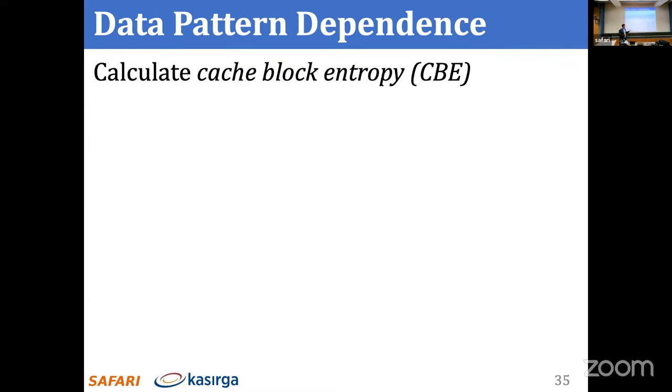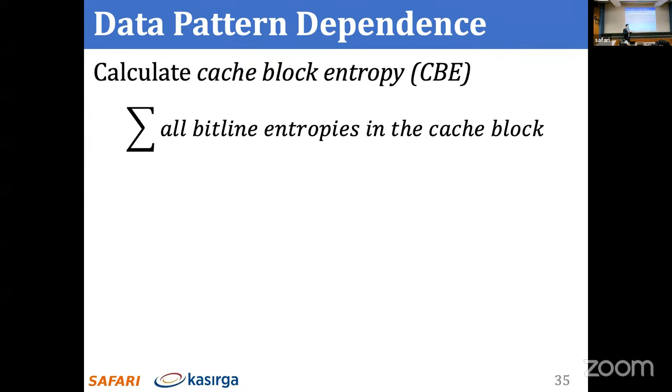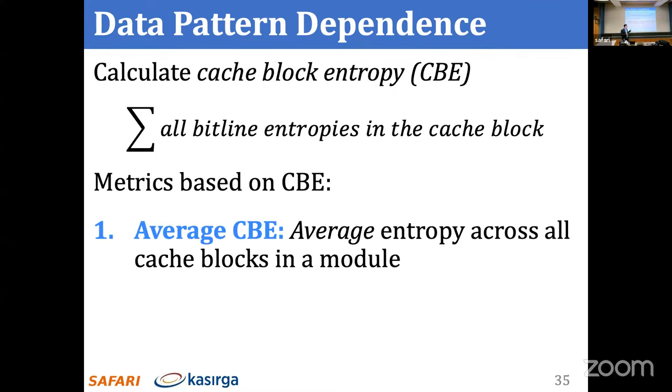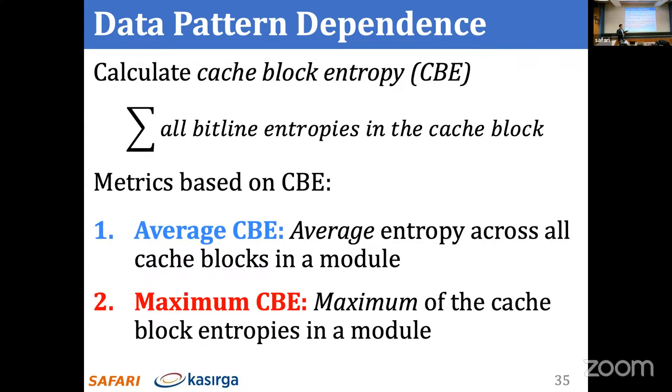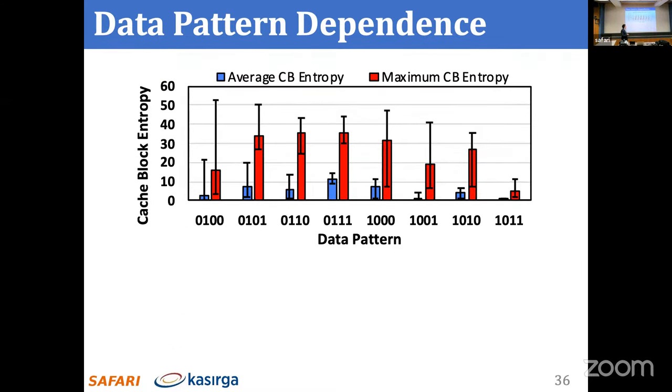We calculate the cache block entropy, which is the sum of all bit line entropies in a cache block. And then we devise two metrics based on cache block entropy. The first one is the average cache block entropy. This is the average entropy across all cache blocks in a DRAM module. And the maximum cache block entropy is the highest cache block entropy in that DRAM module. Now, this plot shows the maximum and average cache block entropy on the y-axis, and each bar shows the distribution of those two metrics across the 17 DRAM modules we tested. And on the x-axis, you see different data patterns that we use to initialize DRAM rows.